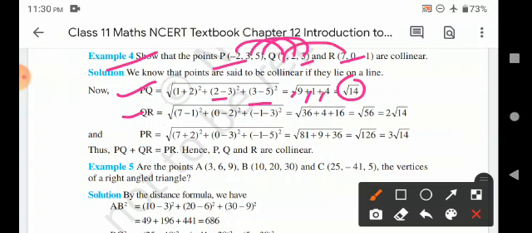In this case, 7 minus 1 the whole square, 0 minus 2 the whole square, plus minus 1 minus 3 the whole square. It is the square root of 36 plus 4 plus 16, which gives root 56, that is nothing but root of 14 into 4, that gives 2 root 14.